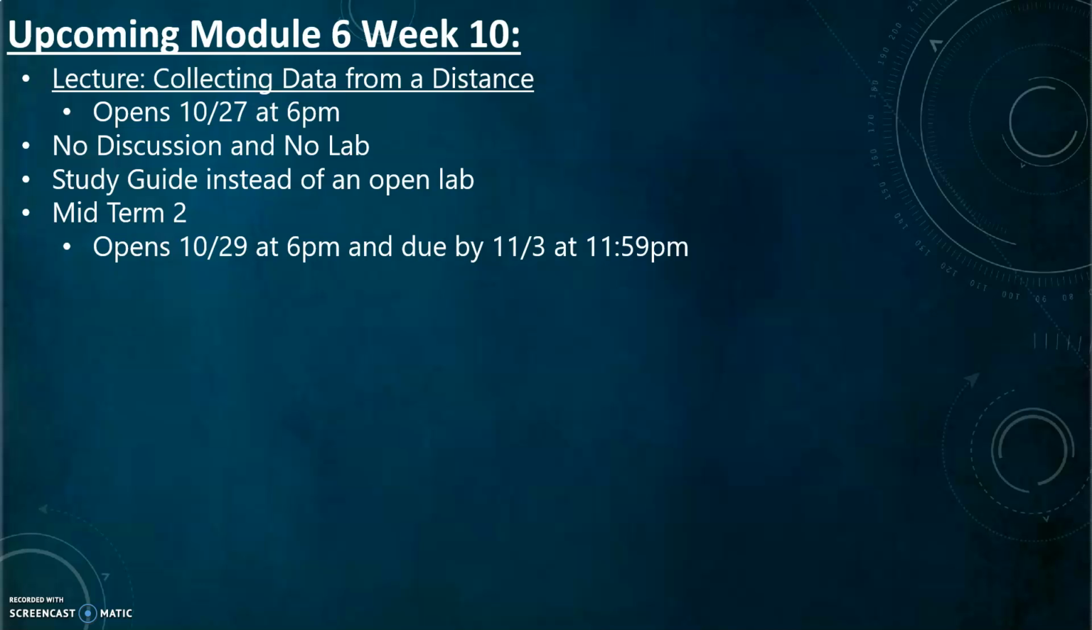And so just like the first midterm, you're going to have about 2 hours to complete it, and it'll be worth 100 points. It'll be open book and open notes, and you'll have 2 attempts to take it, and the highest score will be kept. This midterm is going to be cumulative, so it'll be from the beginning of the semester all the way up to this point. The lecture from the first week of Module 6, collecting data from a distance, will not be on the midterm. It'll be everything from modules 1 through 5.